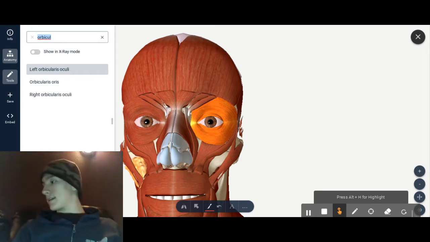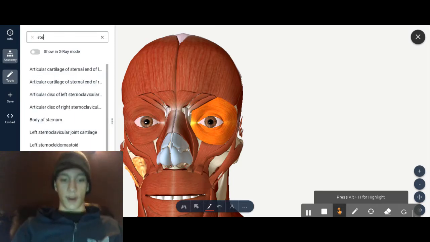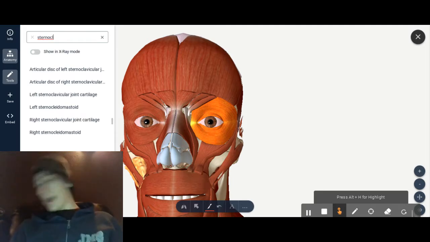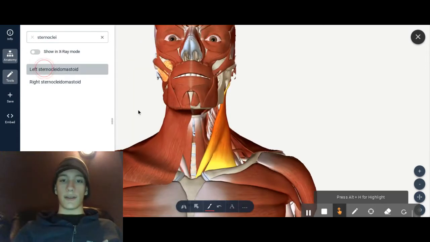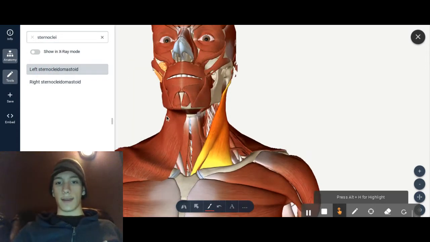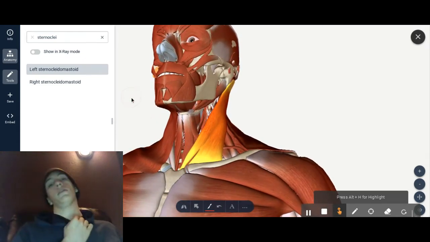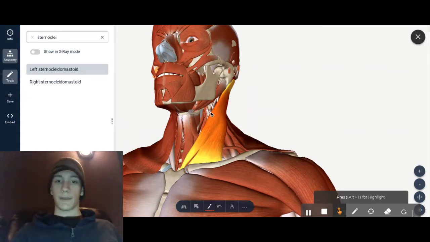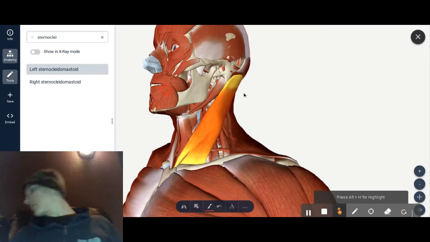Next is the sternal group. Sternocleidomastoid. The sternocleidomastoids help you turn your neck like this. So when I do this, it's this muscle. It's right here. So it attaches to the mastoid. It attaches to the occipital bone in the back.